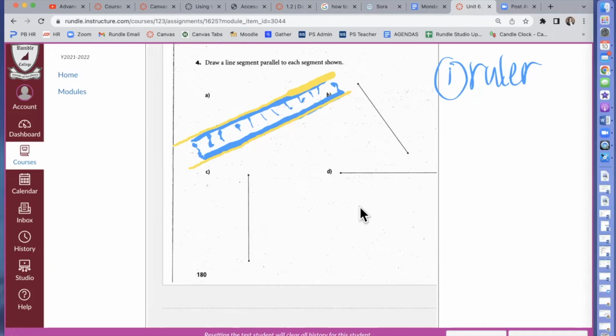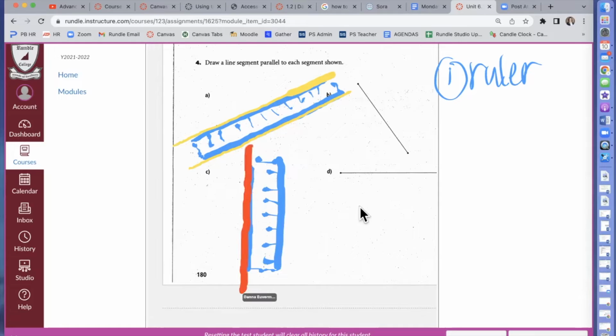So I'm just going to go ahead and do that real quick. So I'm going to pretend that I'm laying my ruler edge here. I'm drawing my ruler. I trace the edge along that line segment, and then I trace the other side as well.